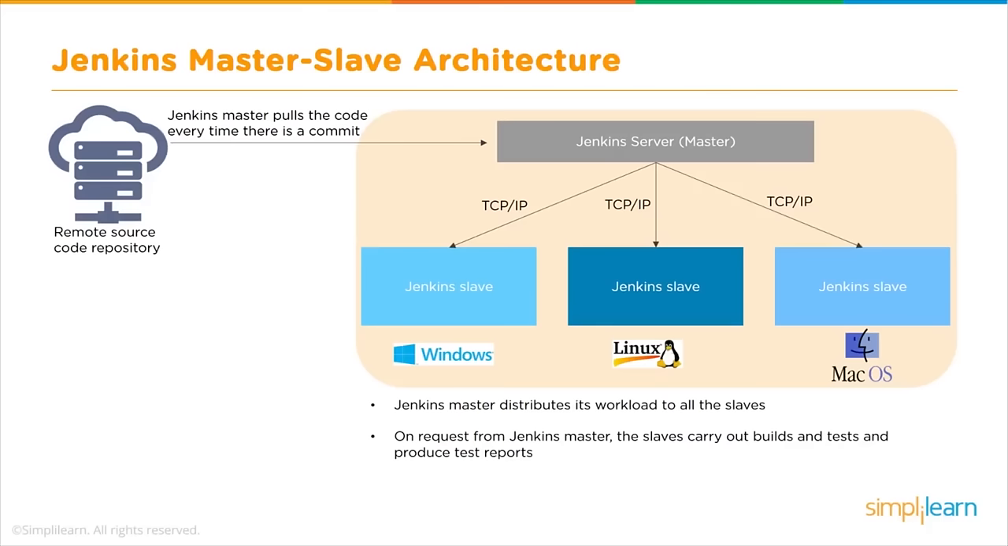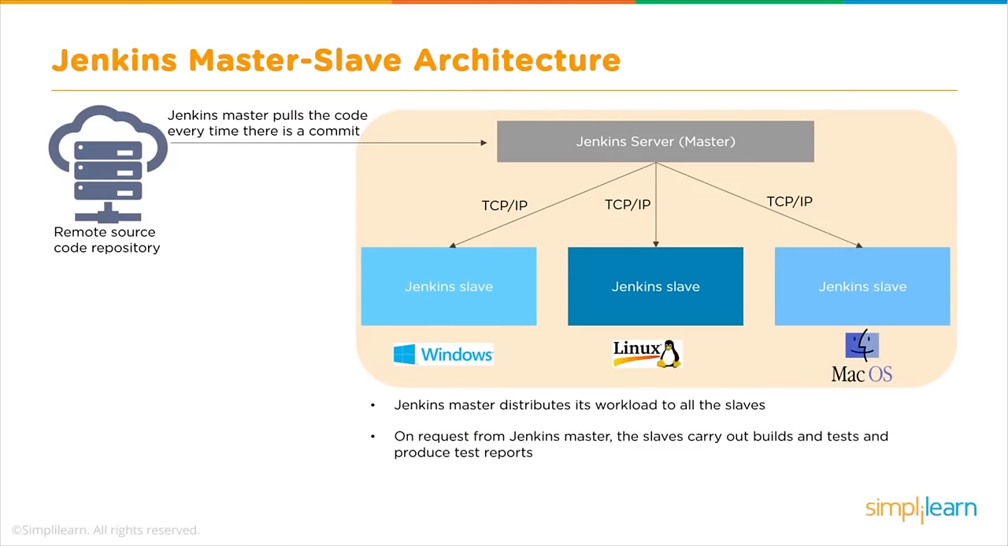So what we have here is an overview of the master-slave architecture within Jenkins. On the left-hand side is the remote source code repository. And that remote source code repository could be GitHub, or it could be Team Foundation Services, or the new Azure DevOps code repository, or it could be your own Git repository.